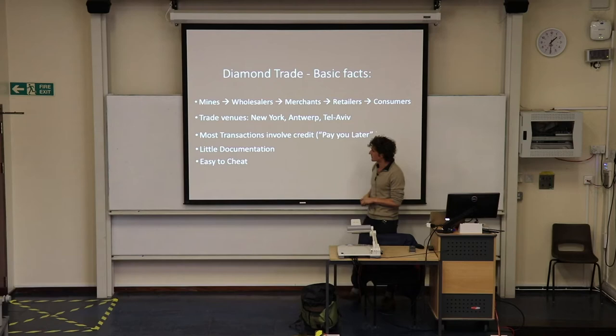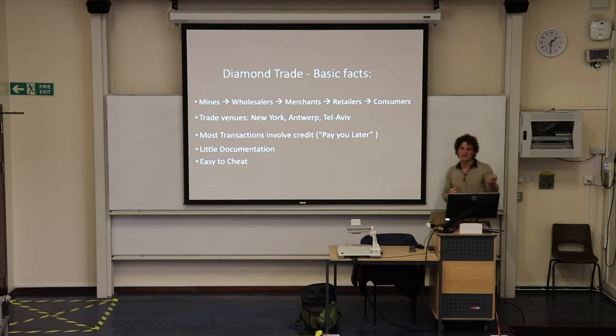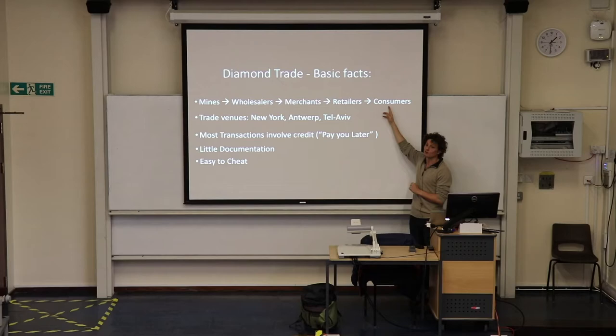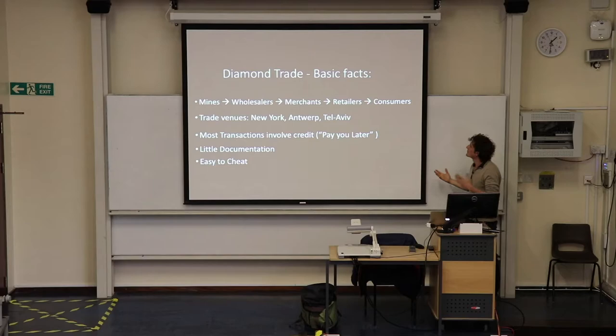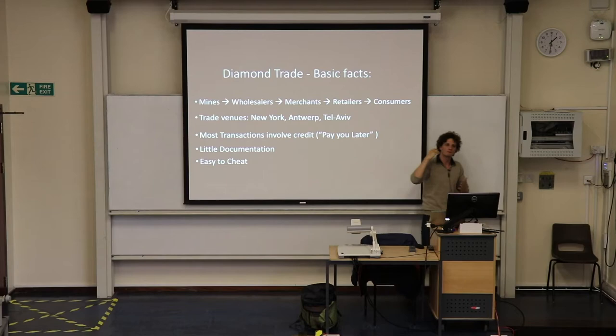Most transactions involve credit, right? People give diamonds and receive payment later. Why? Because most consumers buy diamonds in November, December, close to Christmas, whereas the merchants, retailers, and wholesalers work all the time. The retailers cannot pay for the diamonds that they purchase from merchants until the end of the year, once they've made all their sales.